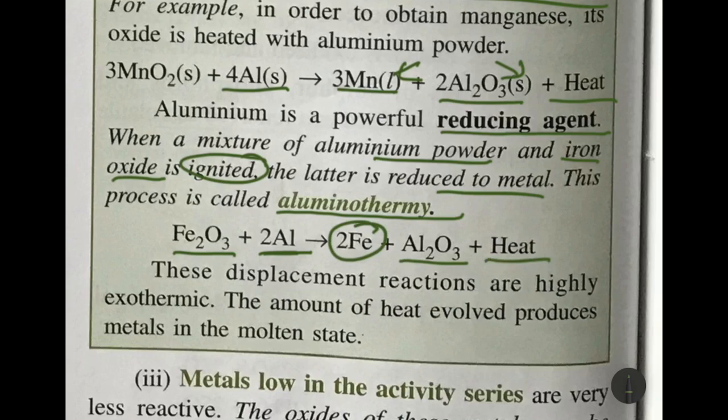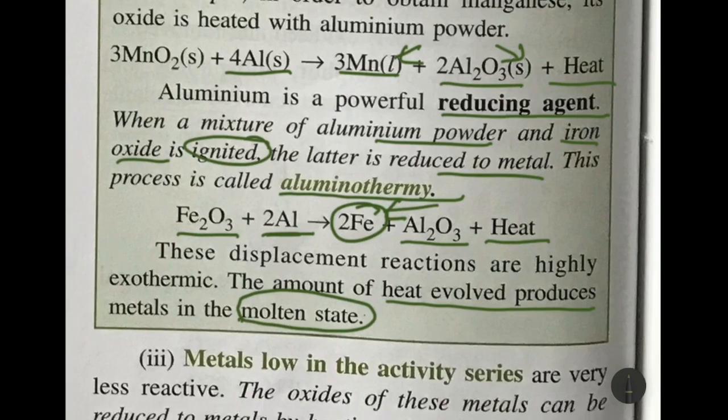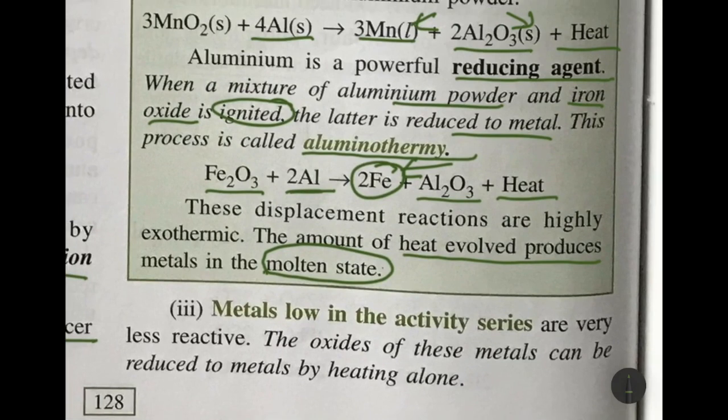So these displacement reactions are exothermic. Exothermic means heat is given out. The amount of heat that comes out in this reaction is so high that the metals you get will melt. So this iron that you get here, you'll get in the melted form. Metals which are low in the activity series are very less reactive. So the oxides of these metals can be reduced to metals by heating alone. You just have to heat them, and the oxygen will go off and the metal will be separated.